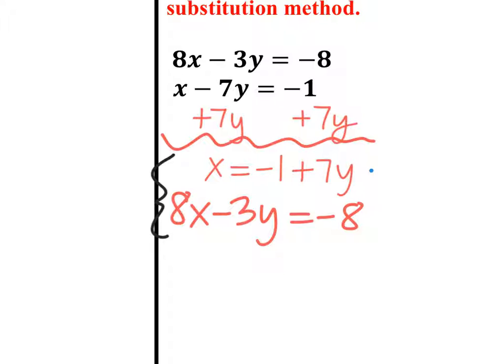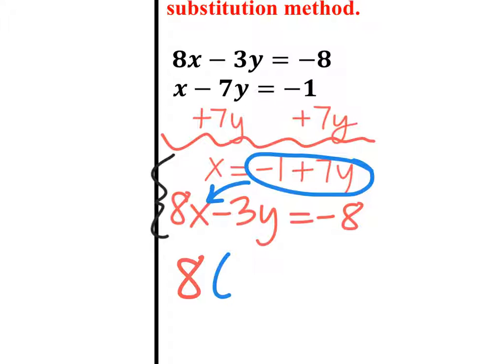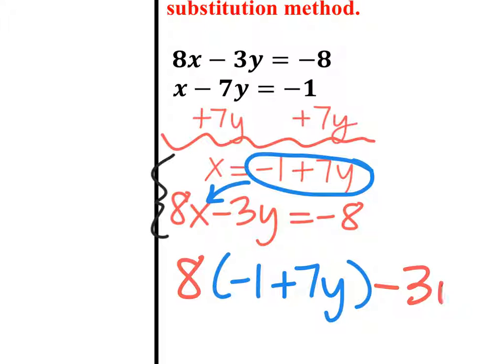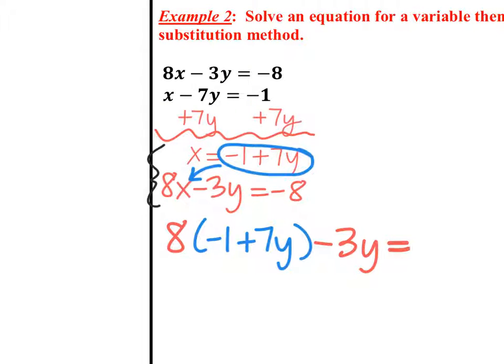So I take my negative 1 plus 7y. Keely, where do I put it? In the x's place. Right there. So write it out. It'd be 8, but instead of x, it's going to be negative 1 plus 7y. And then the rest is the same. So on this one, you are going to solve for y first, and then go back and probably use this equation, x equals negative 1 plus 7y, to get your x. Go ahead and solve the system.